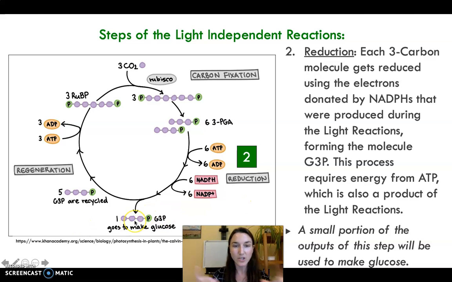Remember, glucose has 6 carbons, so essentially 2 G3Ps are very quickly and easily converted into a glucose. Sometimes they'll also be used to build other essential molecules for the plant's tissues as well. The whole point, though, is in this form, carbon is useful. It is a useful energy source because it is reduced, right? So this is reduced carbons in the form of G3P.